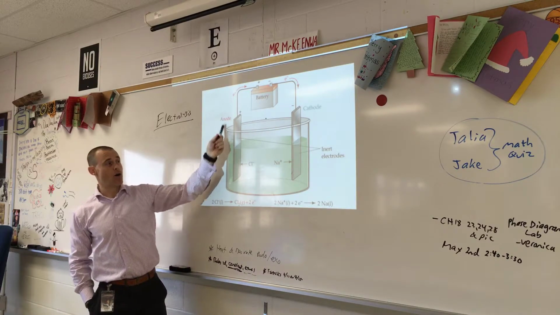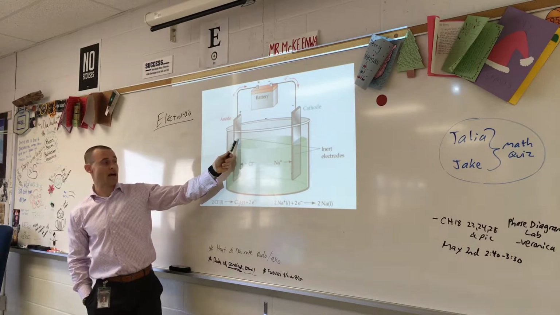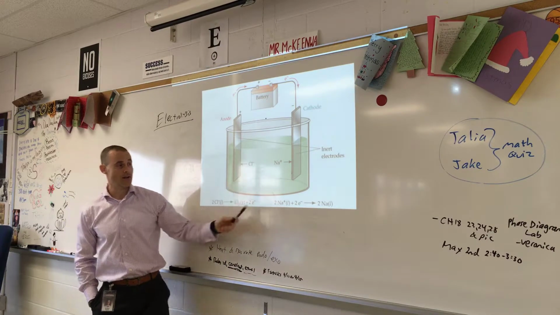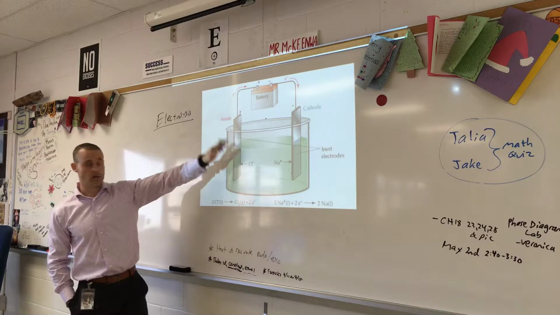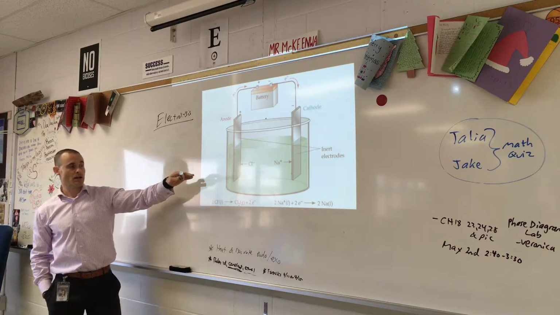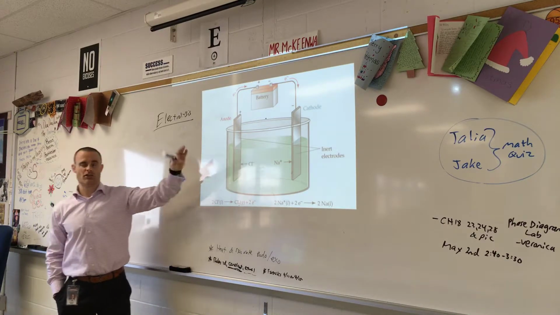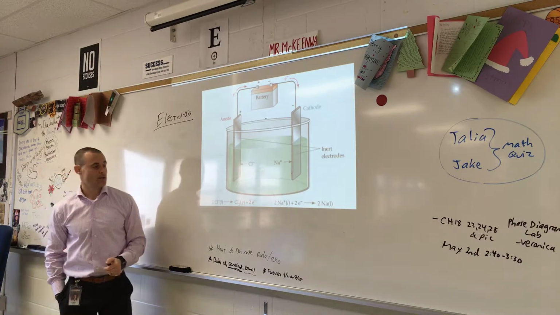The electrons still go from anode to cathode. It's still fat cat, gains mass, anode loses mass. This is still oxidation over here. This is still reduction. Everything we've learned still applies to this. It's just calculating the voltage, and the calculations are a little different. So that's what we're going to get into.